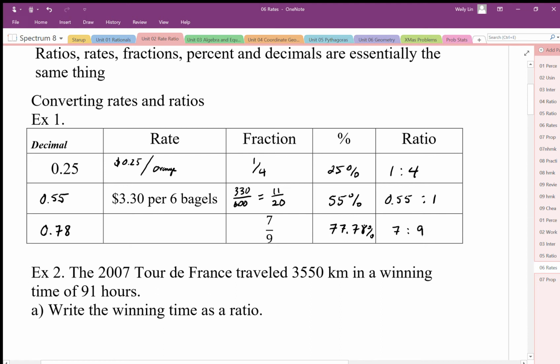And as a rate, again, you just come up with any rate you want. Okay, in this case, I'm going to buy 7 liters of milk for $9. Okay, so that's my rate. And I can change this into a unit rate by dividing. It's going to end up being 0.78 liters of milk per dollar.